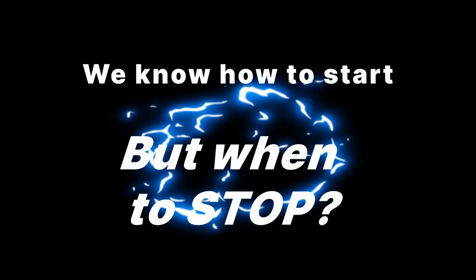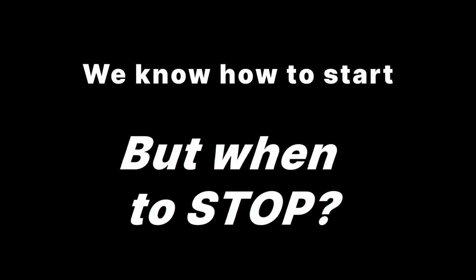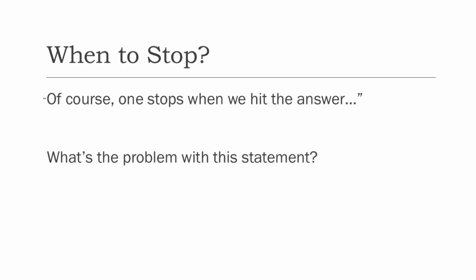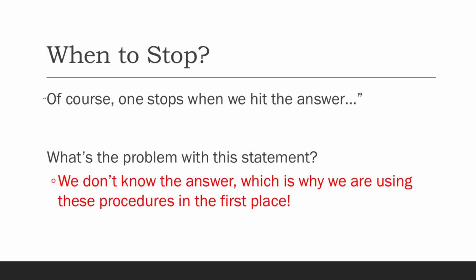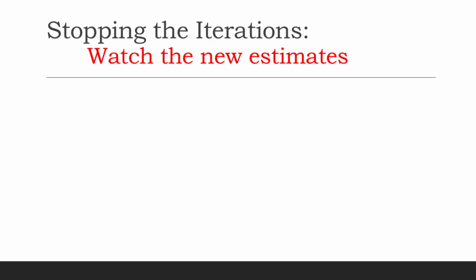This leads us to the question, therefore, all right, so we can start anywhere, but when do we stop? Well, of course, one can say, you stop when you hit the answer. The problem with that is that we don't know the answer in general. That's why we're using these procedures coming up to look for when to stop. Now, this leads us to the concept of stopping rules, where we watch the new estimates being generated and compare them with previous estimates.